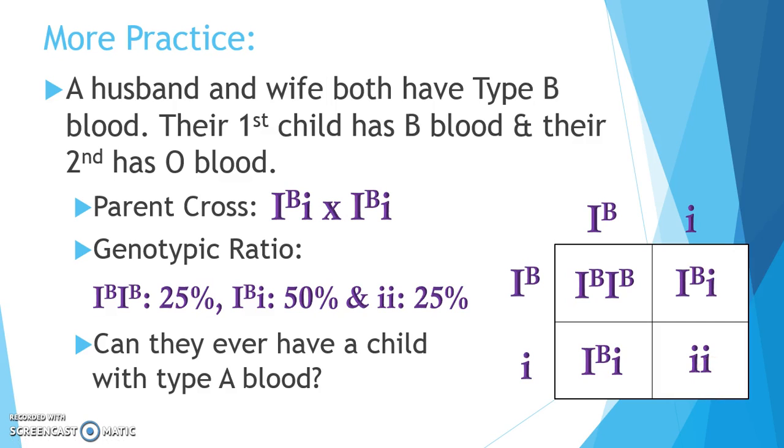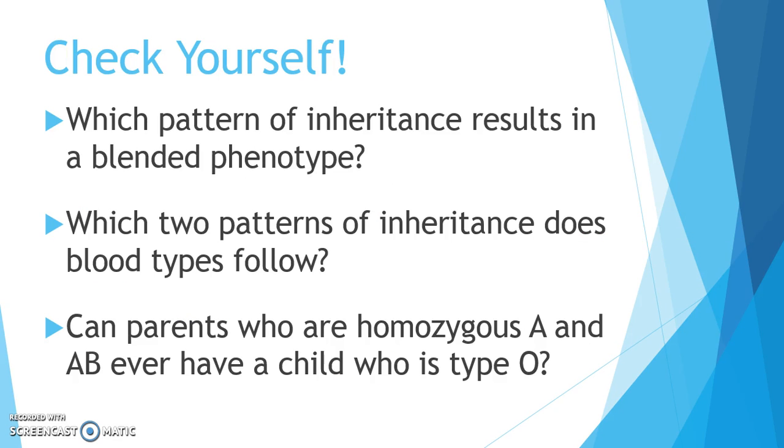So could they ever have a child with type A blood? No, because every single box in here is either going to give me type B blood for these first three boxes or type O blood for the last. So check yourself. Which pattern of inheritance results in a blended phenotype? Which two patterns of inheritance does blood type follow? And can parents who are homozygous A and AB ever have a child with type O blood?